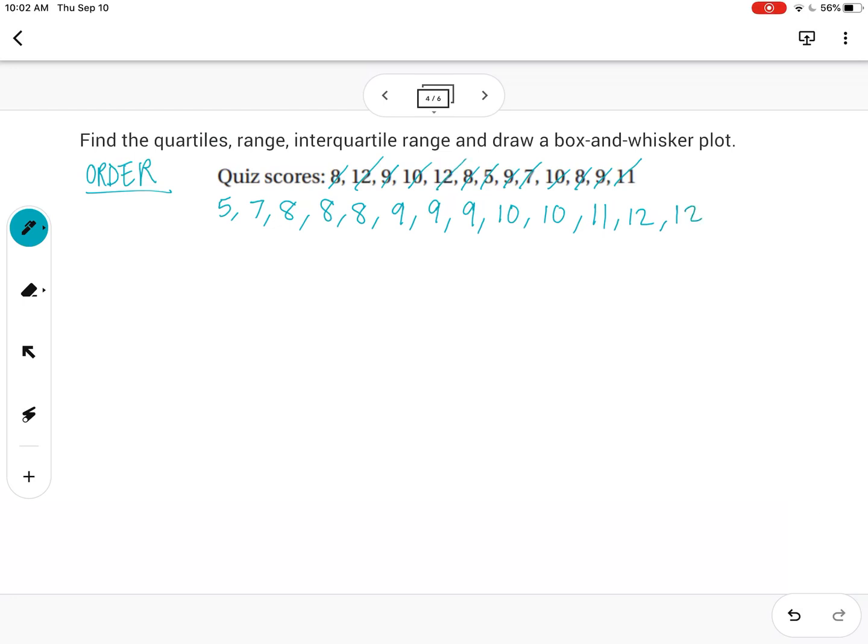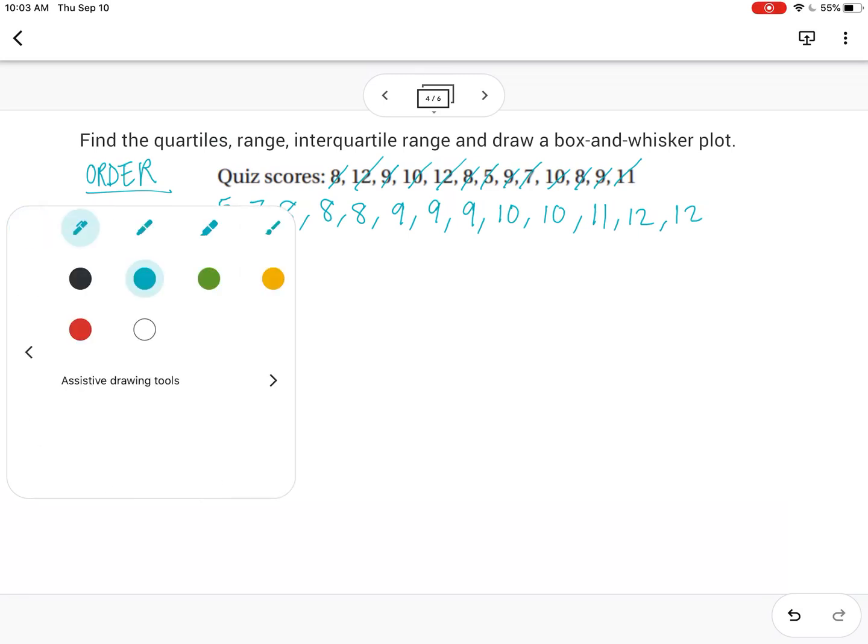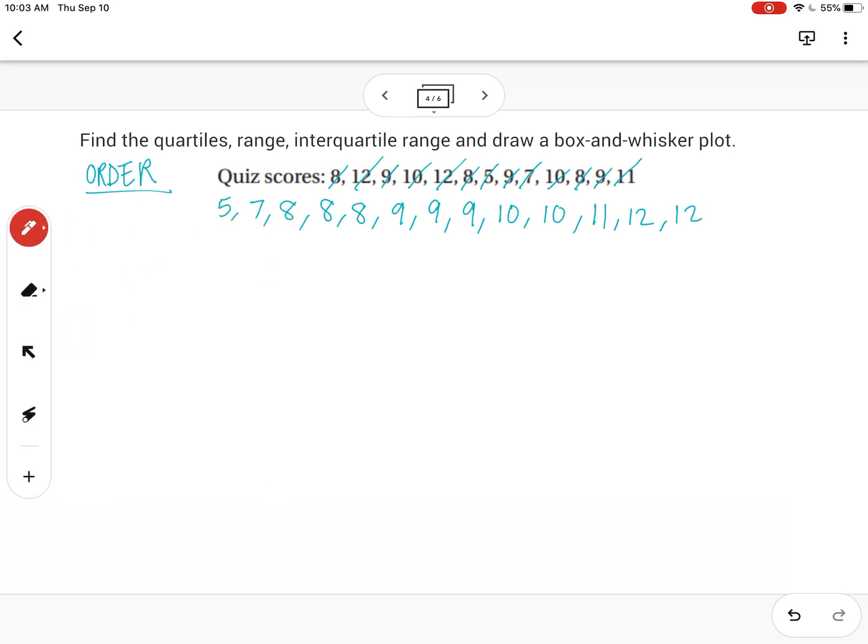I believe so. So once you do that, you are going to count up how many values you have because that will impact what you are going to do, whether you have an odd or even number in your set. So let's see. 1, 2, 3, 4, 5, 6, 7, 8, 9, 10, 11, 12, 13. All right, we have 13 values in our set, which means we have an odd number. That means we're going to have one directly in the center. So we are going to go ahead and find that median first.